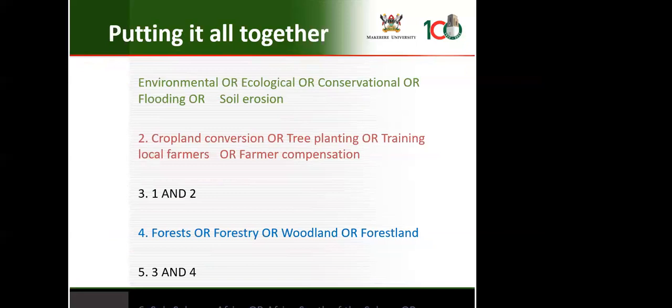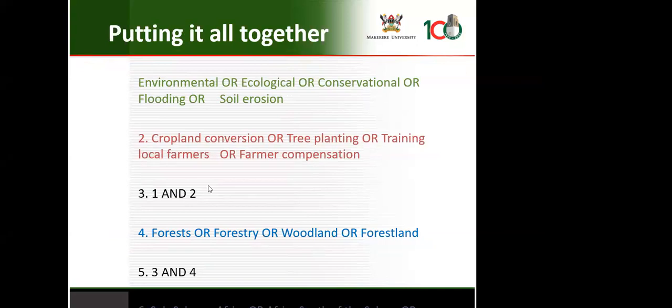So we are now going to put it all together. If you remember our first example, environmental or ecological or conservational or flooding or soil erosion. Someone has asked me, why are you using uppercase for Boolean operators? Have you noticed? Boolean operators are usually written in uppercase, okay? Even in Google Scholar.